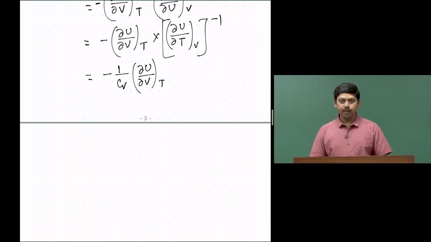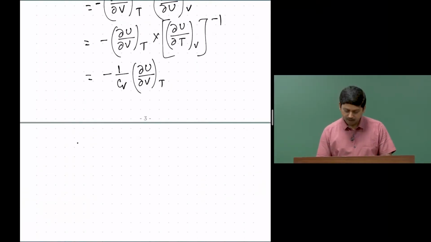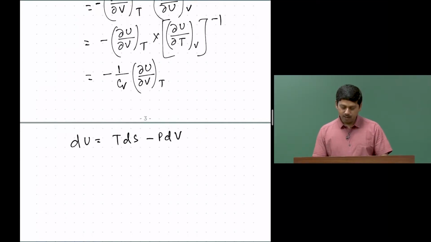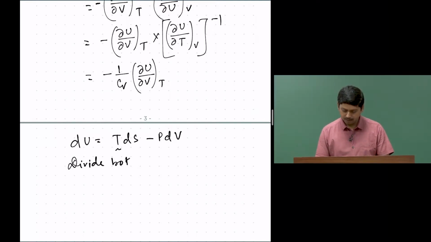Now, we have to do del u by del v at a constant t. So, we will start with this expression d u equal to T d s minus P d v. Now, we cannot do directly from here del u by del v at a constant t, because t is not a variable here. So, t is just a parameter. So, therefore, we have to divide both sides by dv now at constant t.